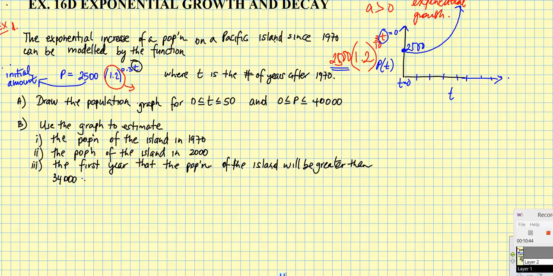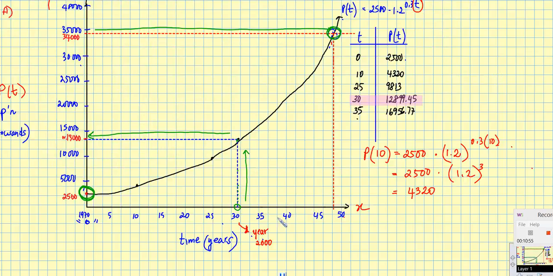All right, so in 1970, that should be quite simple because it's going to have to be exactly where 0 is on the y-axis, so it's going to be at 2500. So when my time is equal to 0, my value of the population is 2500.